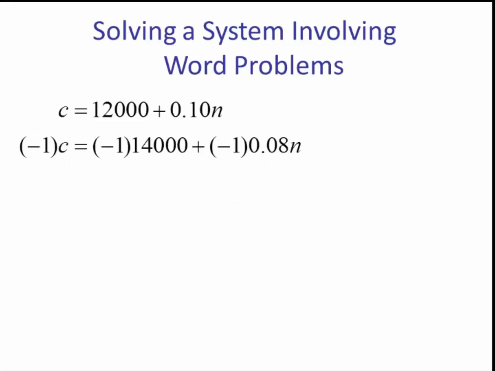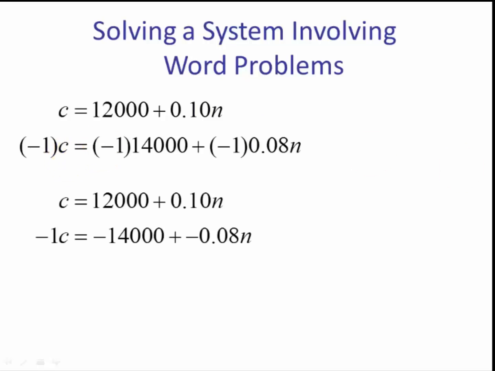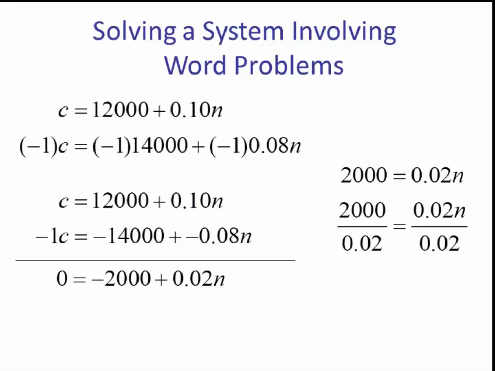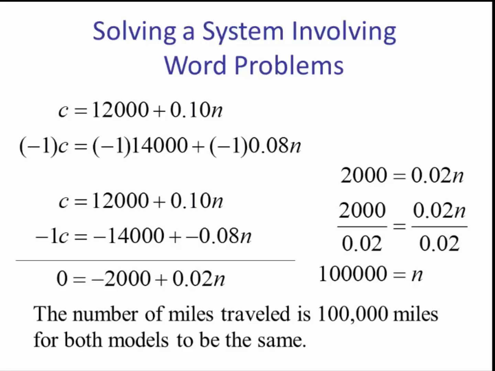So I'm going to take the second model and multiply it by -1. This way my C term here will be -1C, and we have a positive 1C here, and the C's will cancel. So adding the equations, we get 0 equals -2,000 plus 0.02 N. Adding 2,000 to both sides, we have 2,000 equals 0.02 N. Now we divide by 0.02, and we see that N is 100,000. So in the terms of the problem, we would say the number of miles traveled is 100,000 for both models to be the same cost.